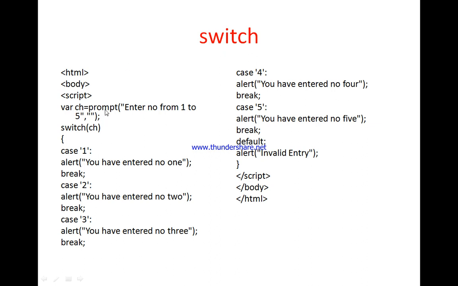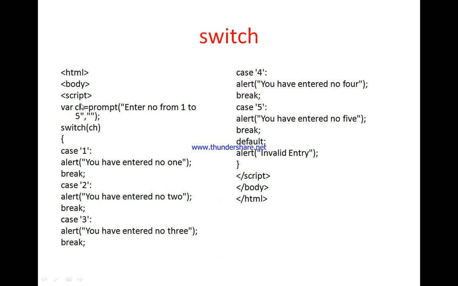Now in the script tag we have taken ch equals prompt, enter number from 1 to 5, and then double quote blank. Here we enter any number in the prompt input box and that number will be stored in the variable ch. Now here we are using switch ch. Here the ch value is treated as a character value, so we have taken case 1 in single quotation marks, case 2, case 3, case 4 and case 5 also in single quotation marks. Why are we entering the value from 1 to 5? For 5 values we are taking 5 case values: 1, 2, 3, 4, 5.